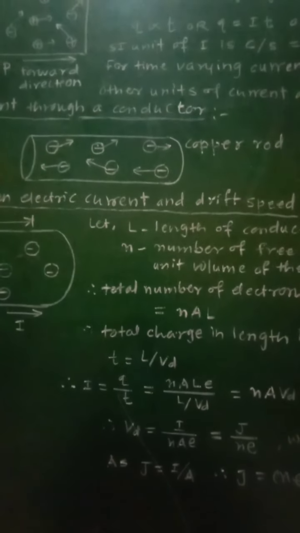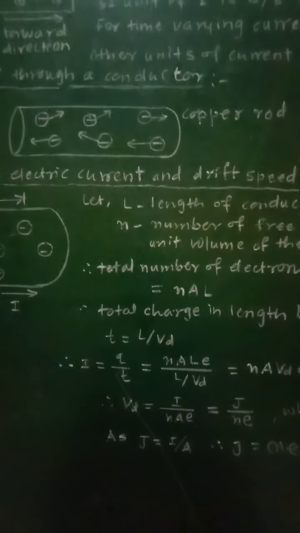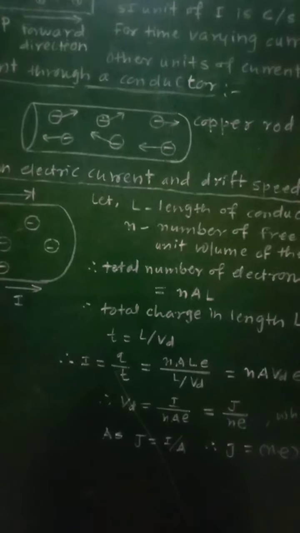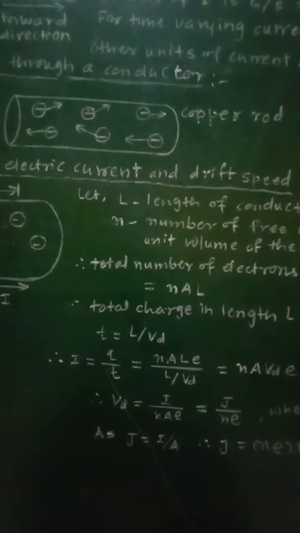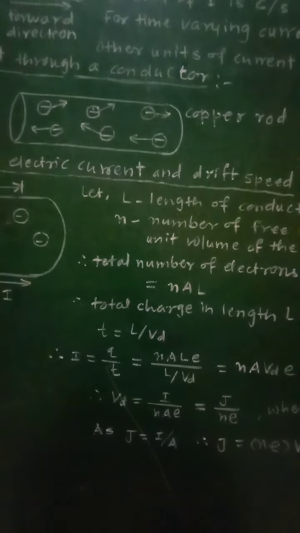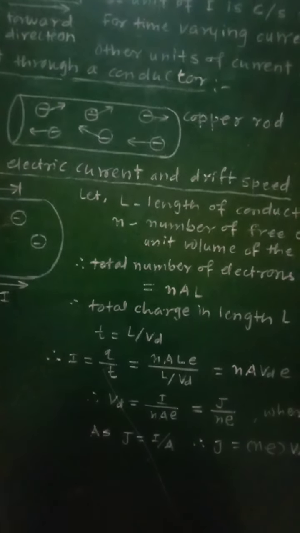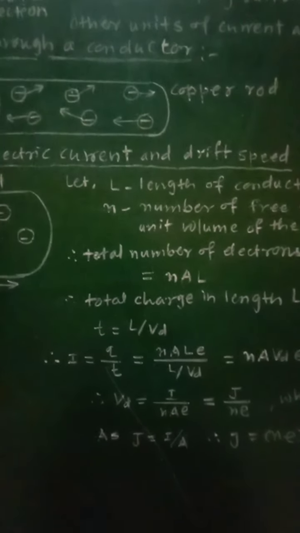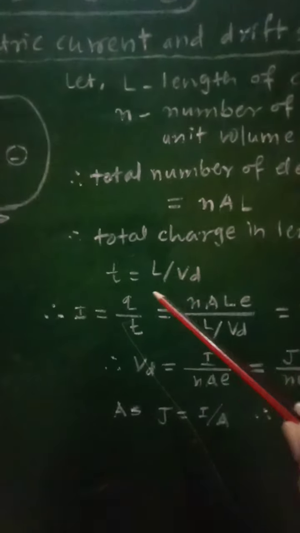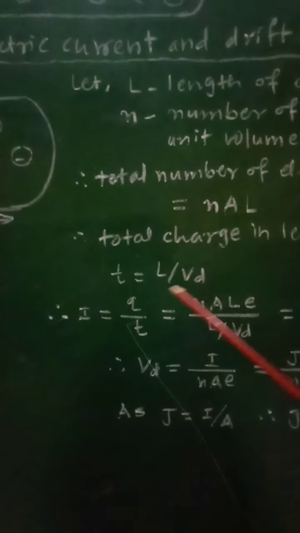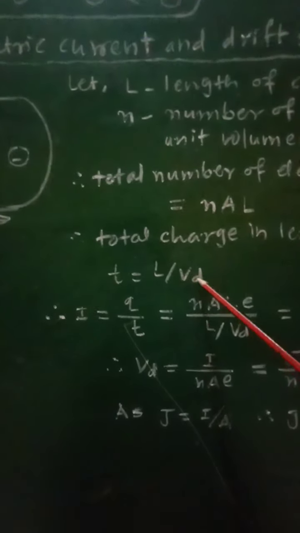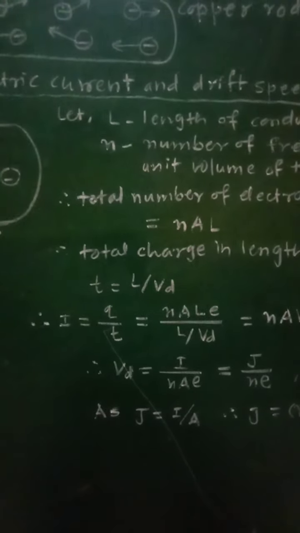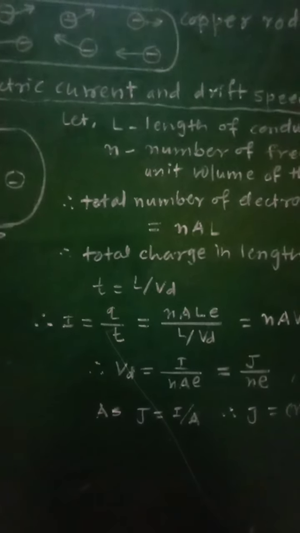Now we can say that the time interval t for which this charge, that is nALe, the total charge, moves through any cross section of that conductor, will be given as t is equal to L upon Vd. That is, time is equal to distance upon speed, and therefore t is equal to L by Vd will represent that time interval for which that total charge is moving.